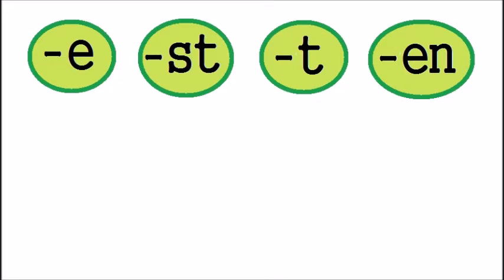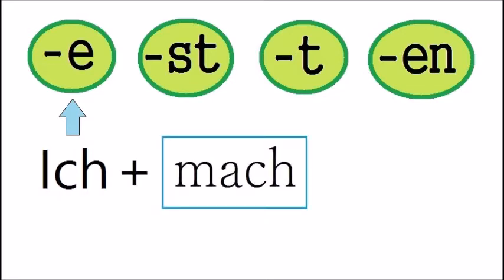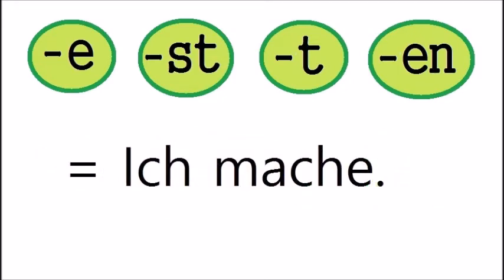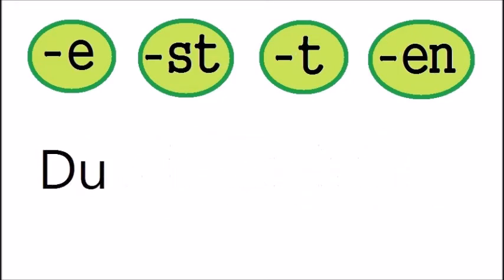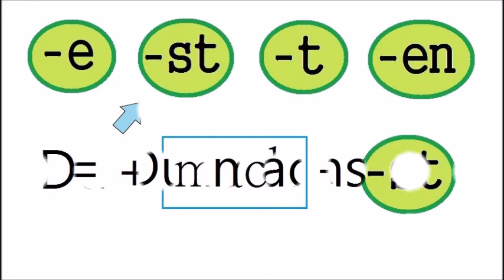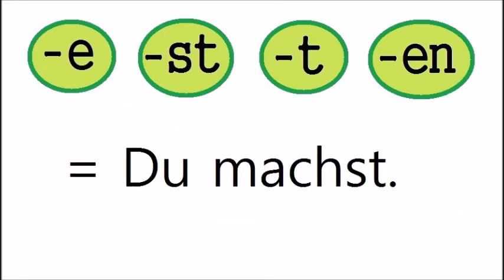So for example, ich means I. The ending for ich is e. So it is ich plus mach plus e, and you get ich mache. You in German is du, and it has the ending st. So it is du plus mach plus st, and you get du machst.